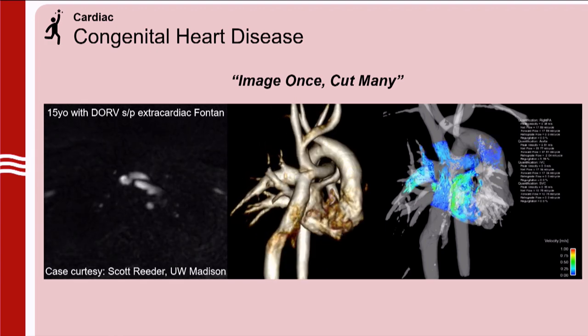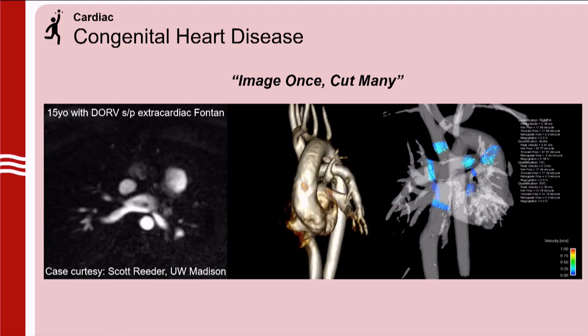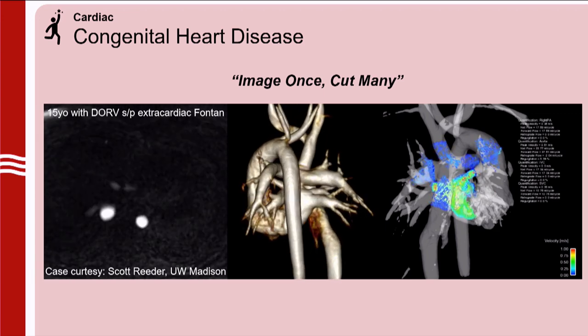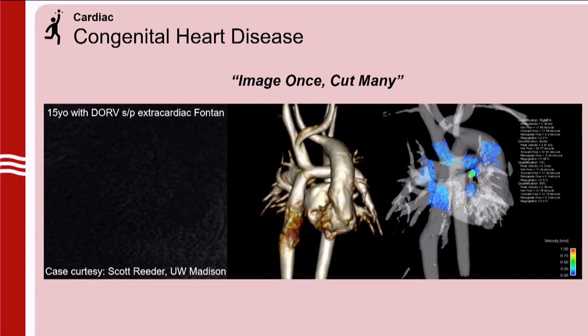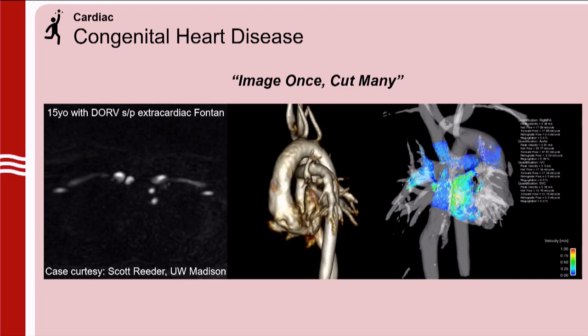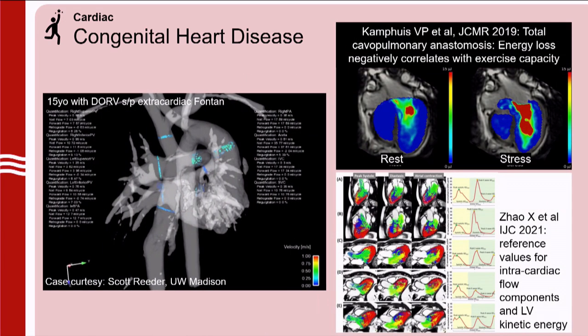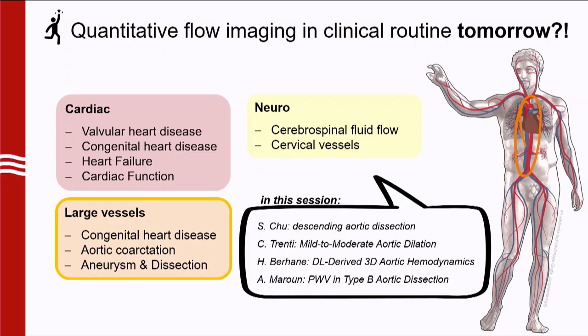And these are only already established parameters like flow volume and flow rates, and this is already used in clinical routine in specialized centers. I think we can go further than that and not only use the basic parameters, but also advanced parameters like energy loss and intracardiac flow components to really characterize cardiac function and other pathologies.